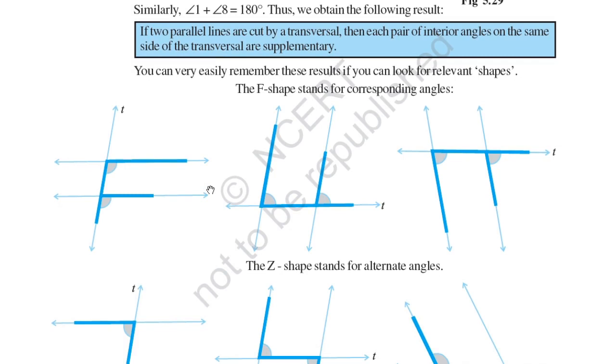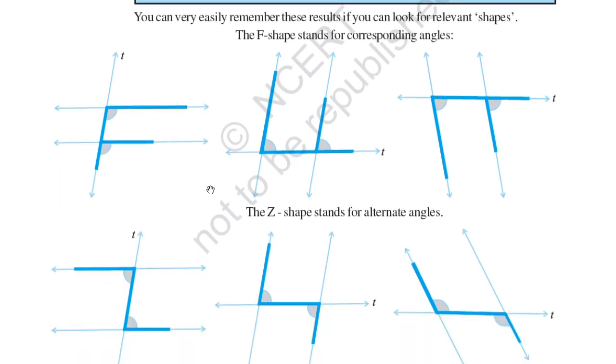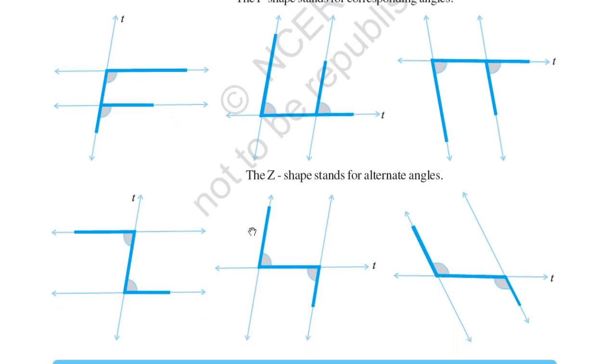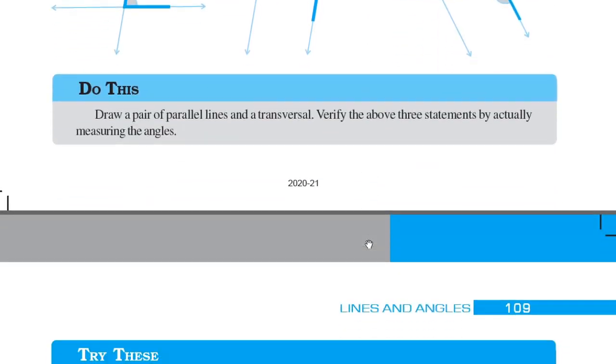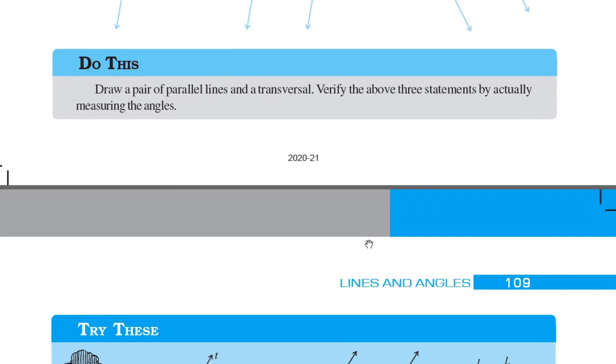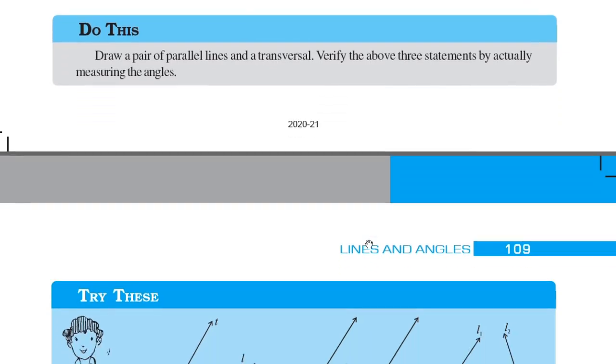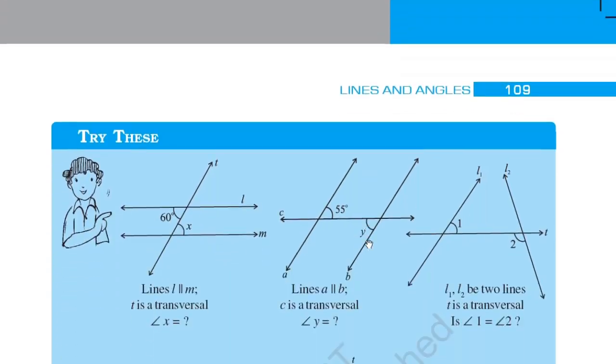The F shape stands for corresponding angles. You can see these are corresponding angles. The Z shape stands for alternate angles. So the F shape stands for corresponding angles and the Z shape stands for alternate angles. So in this section, draw a pair of parallel lines and a transversal, and verify the above three statements by actually measuring the angles. It is very easy, you can do that.